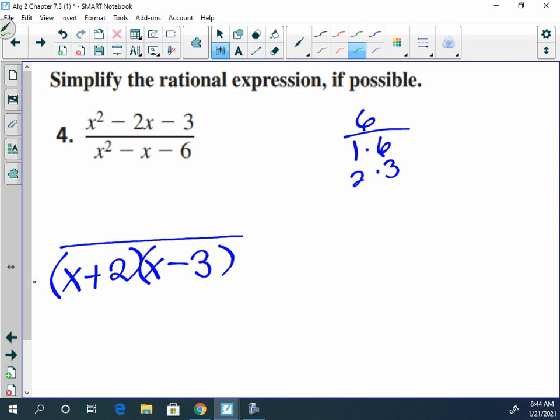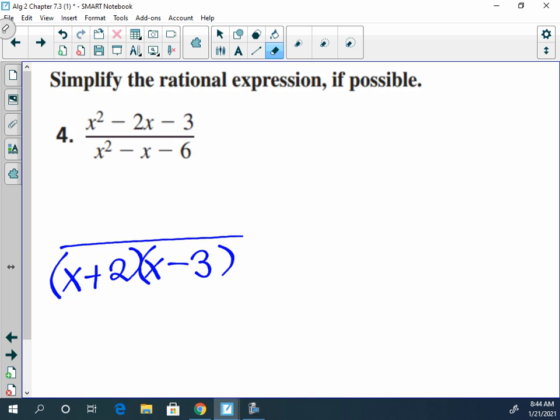Again, we can check it, so we multiply through. x times negative 3 would be negative 3x. 2 times x would be plus 2x, which gives us a negative x. Is that what we wanted? Well, yes. Okay. So x plus 2 and x minus 3 are the factors of the denominator.